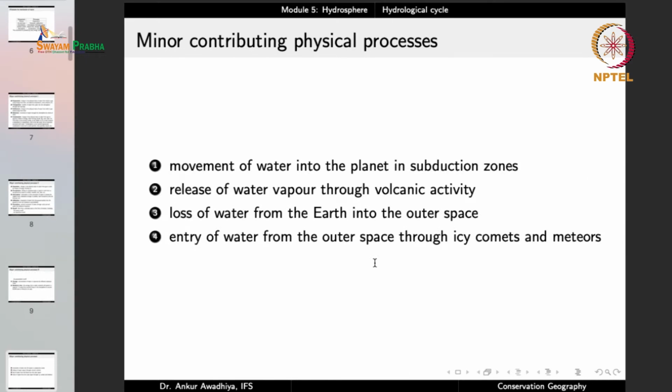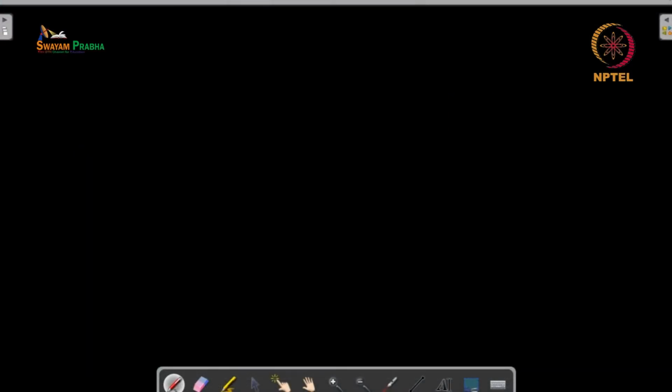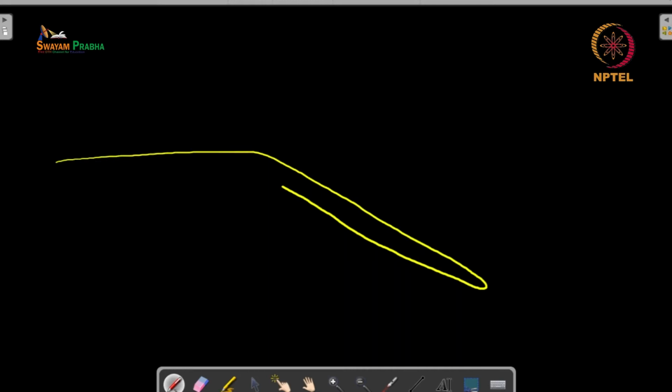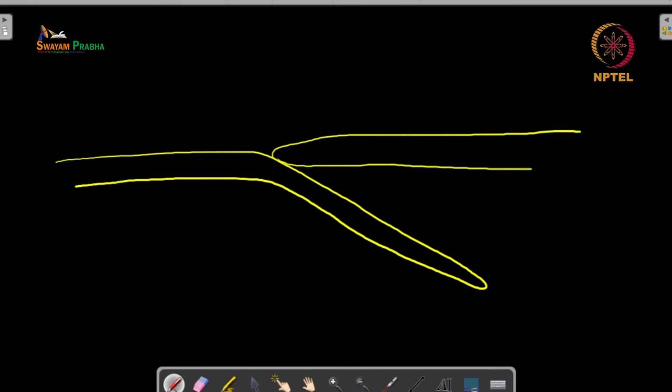Now, apart from the major processes, we also have certain minor contributing physical processes, such as movement of water into the planet in the subduction zones. Now, you'll remember that a subduction zone is an area where two plates are colliding and one of the plates is moving below another plate. So this is a region of convergence.